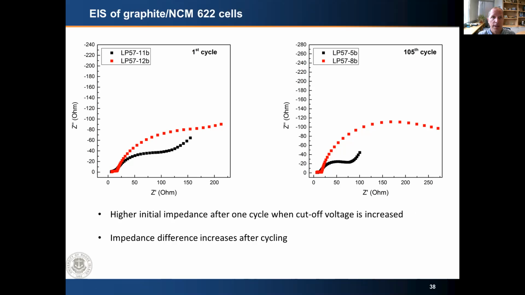If we go back and look at the electrochemical impedance spectroscopy for these cells, what we can see is that there's a higher initial impedance after one cycle. However, there's a very large increase in impedance after cycling. So basically, while there's a small increase in impedance after the first cycle, after 105 cycles we see a much larger impedance growth for the cell cycled to higher potential, which is quite similar to what we observed for the NCM111 cells.